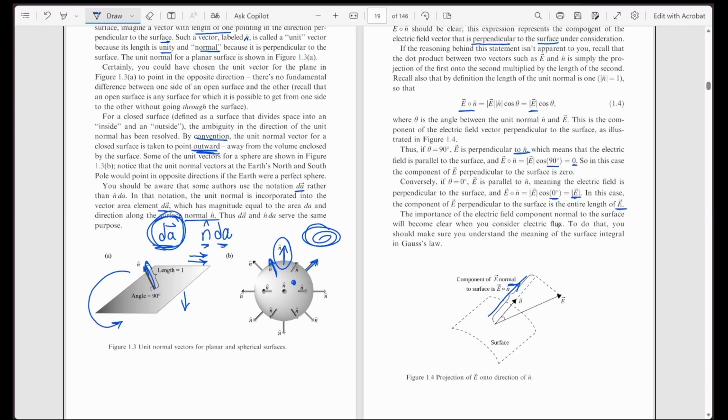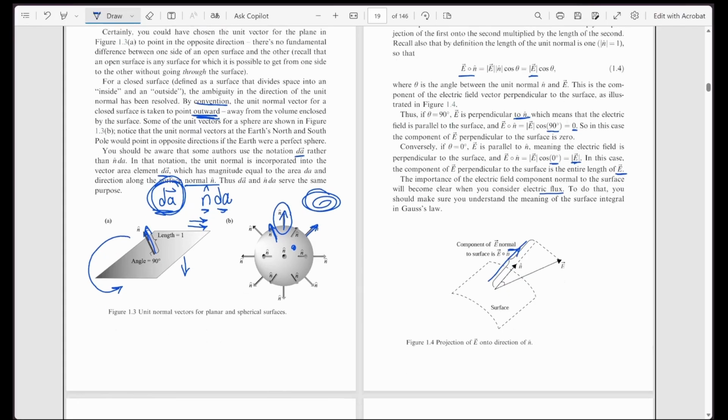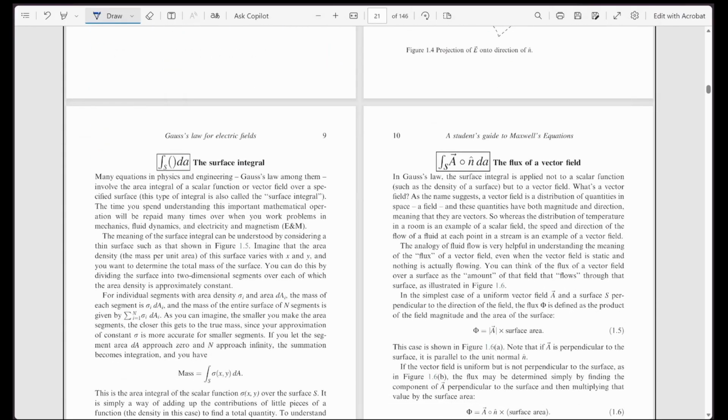The importance of the electric field component normal to the surface will become clear when you consider electric flux. So it's telling us that it will have a significance later. To do that, you should make sure you understand the meaning of the surface integral and Gauss's law, and that we'll see next. So our next part is talking about the surface integral.